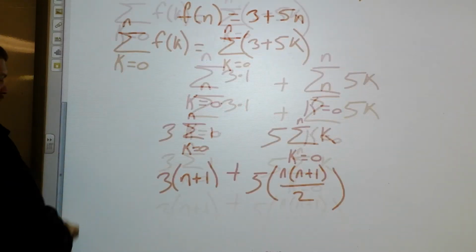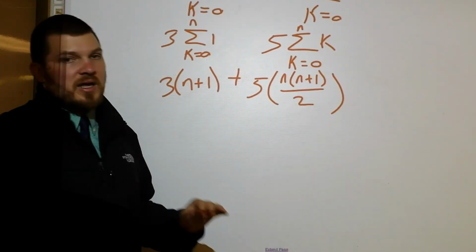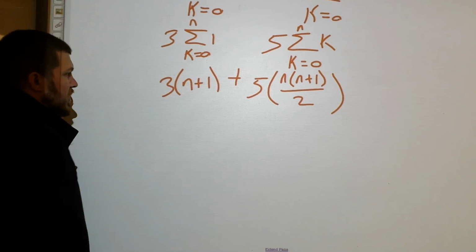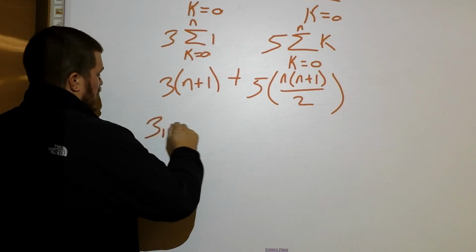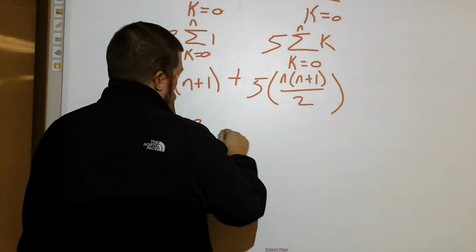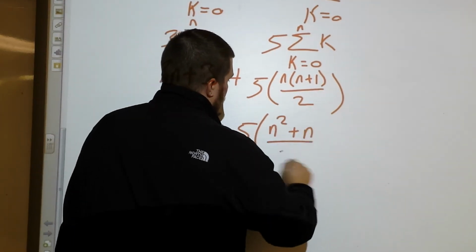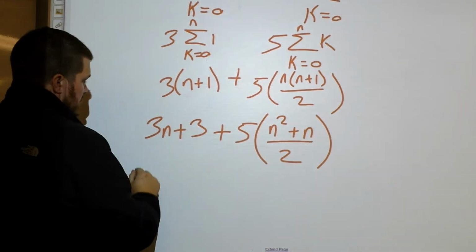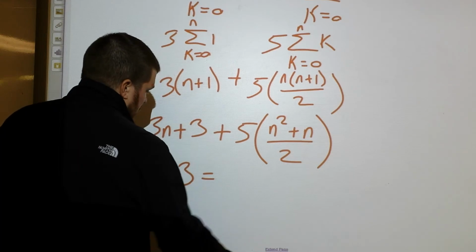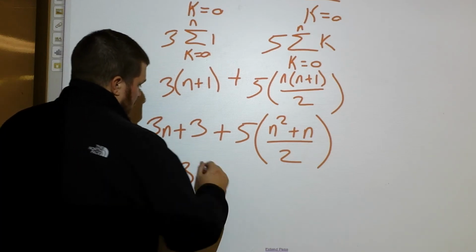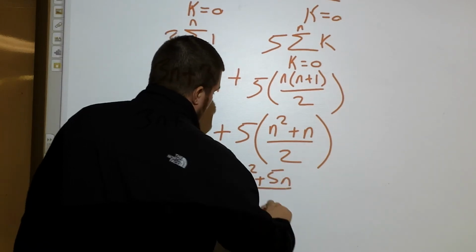And so now we have our closed form definition for the arithmetic series. Again, a series is just adding up all the values in our arithmetic sequence. I want to clean this up though as much as I can. So I have 3n plus 3, just using distributive property. Distributive property on the inside here. I have n squared plus n divided by 2. Now I want to take care of this distributive property, so 3n plus 3 just falls down, plus, there should not be an equals there, plus 5n squared plus 5n divided by 2.